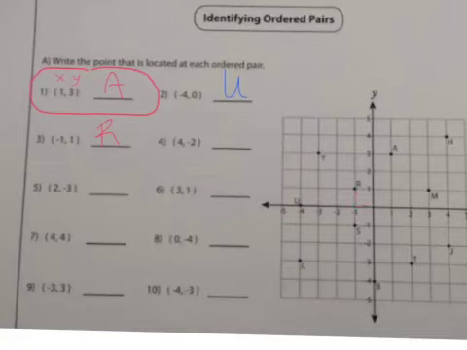Alright, number 4, we go right 4, down 2. So count to the right 4, 1, 2, 3, 4, and down 2, you would land on J. The first number always goes left and right, the second number goes up and down. So 2, -3, go to the right 2 because it's positive, down 3 because it's negative. You'll end up on T. 3, 1. Positive 3 would be to the right 3, 1, 2, 3. Positive 1 would be up 1, so you'll end up on M.